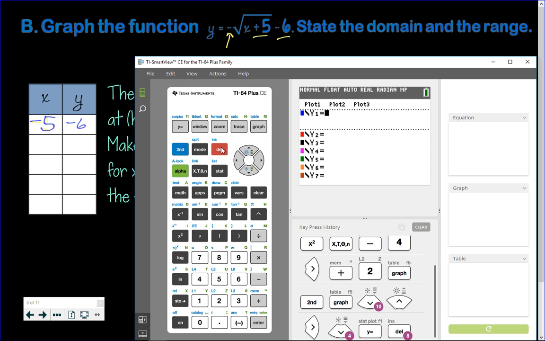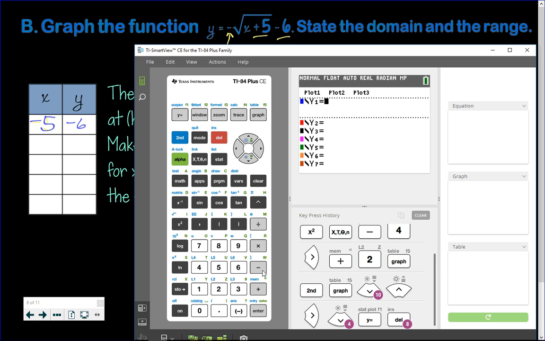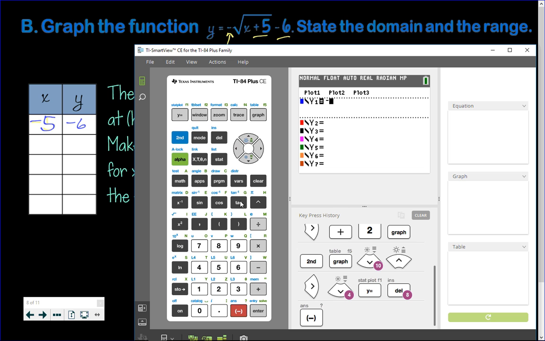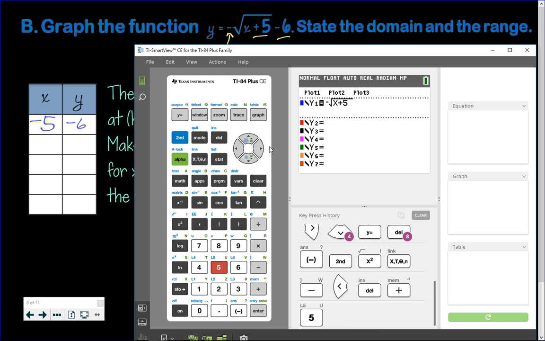Let's go ahead and delete this. Now, when I use negative here, which button do I use? Can I use the minus button or should I use this button down here? Make sure you use that or it's going to give you a syntax error. Okay, second, square root, right here. And then go alpha minus, oops, that's wrong, plus 5 and minus 6, graph it.